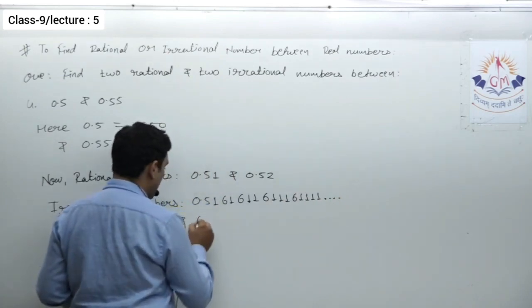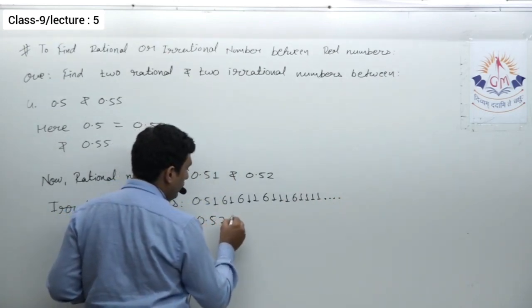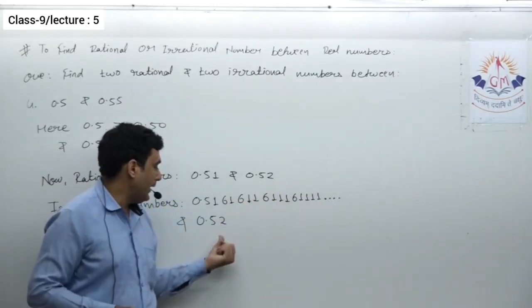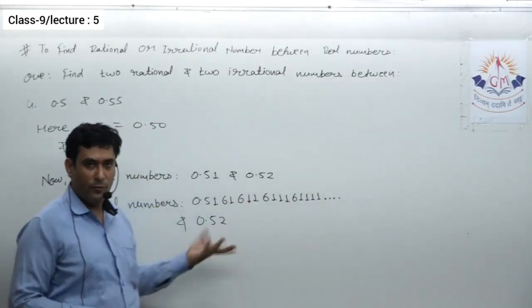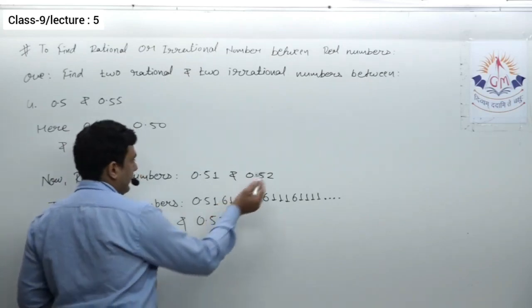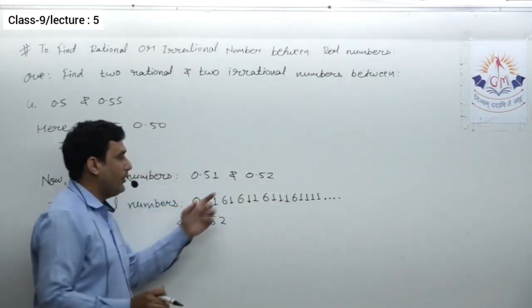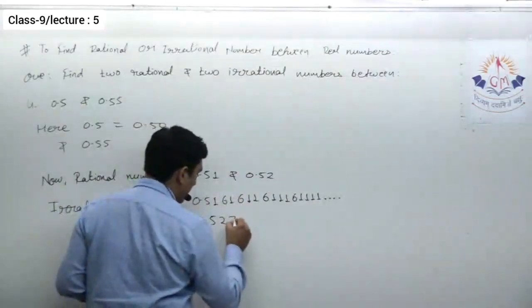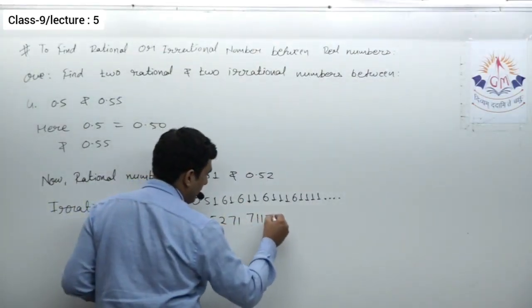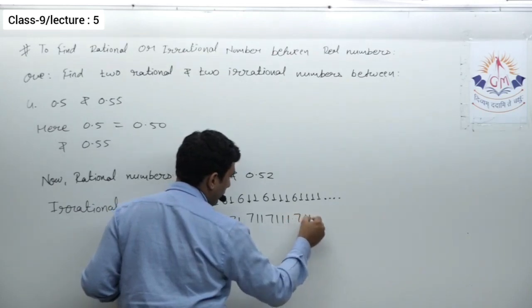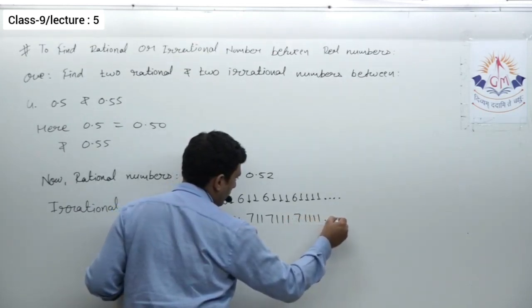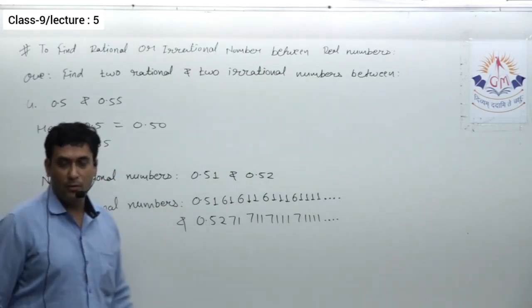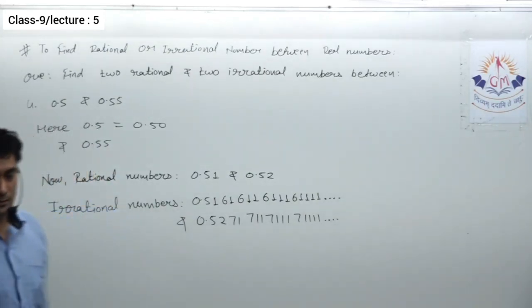And another number I can write 0.52. It's not necessary that you write whatever I wrote over here. Here I can write 0.53, 0.54 as well. But as I have these two numbers over there, it's obvious that I will take these. So 71, 711, 7111, 7 followed by four 1s, and so on. So this gives you the two irrational numbers between the given set of numbers. So please note down.